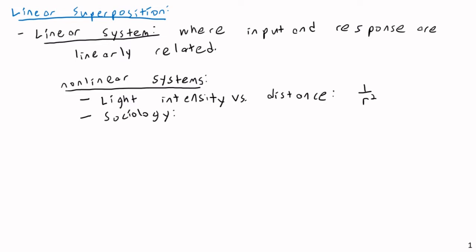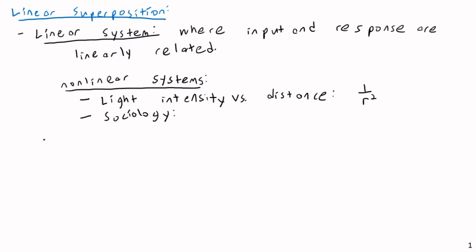If the stock market loses 10%, there's a good chance it's going to lose 50%, because people see the market going down, everybody panics and rushes for the exits, and prices go to the floor. Same kind of thing. These are non-linear systems.